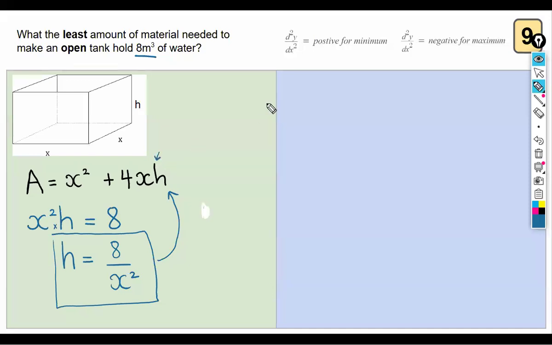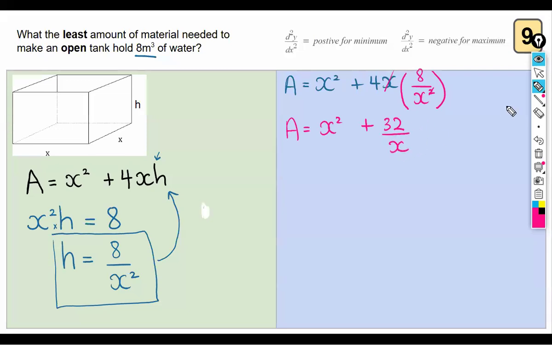A replacing H, right? So it's A is equal to x squared plus 4x. I'll use a different color. Throw away Mr. H and replace him with 8 over x squared. This x will cancel out with this squared. Anybody getting something like this? X squared plus 4 by 8 is 32, and I have a little x underneath here. Looking good there?